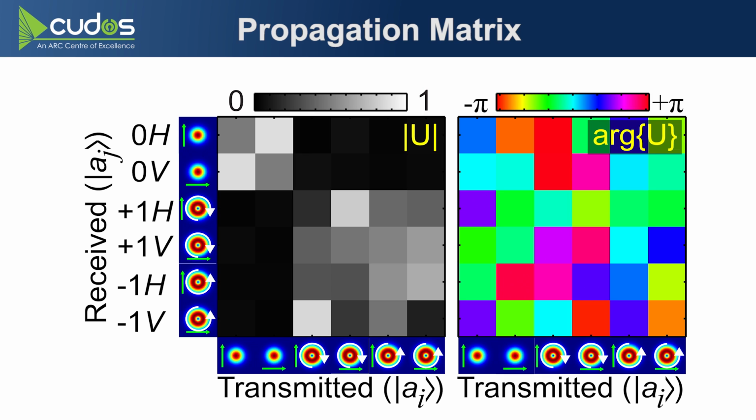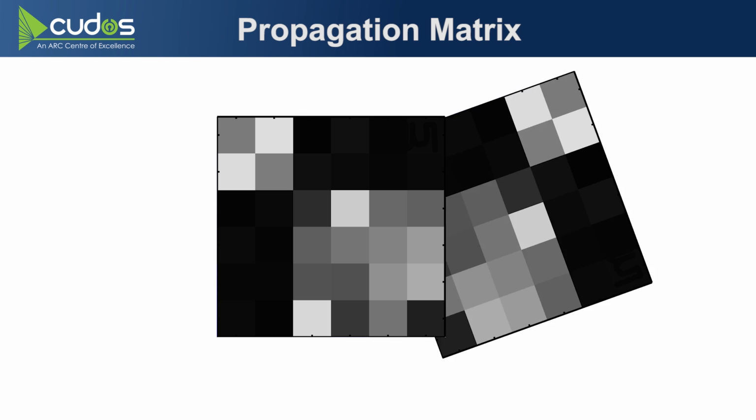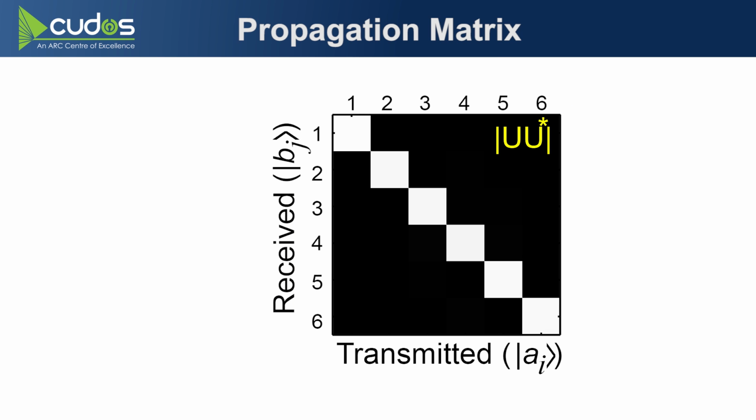Here's that propagation matrix from before, now with the phase information filled in as well for that short piece of patch. And if you multiply it by its conjugate transpose, you can see that you get the identity matrix, verifying that it's unitary.